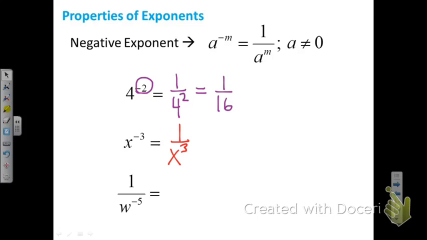Now the last one I did on purpose, because I want you to see when the exponent is negative and it's already in the bottom of a fraction. What we do with it is we move it up, and we get w to the fifth. Whenever you move it across a division line, you're going to change its sign.